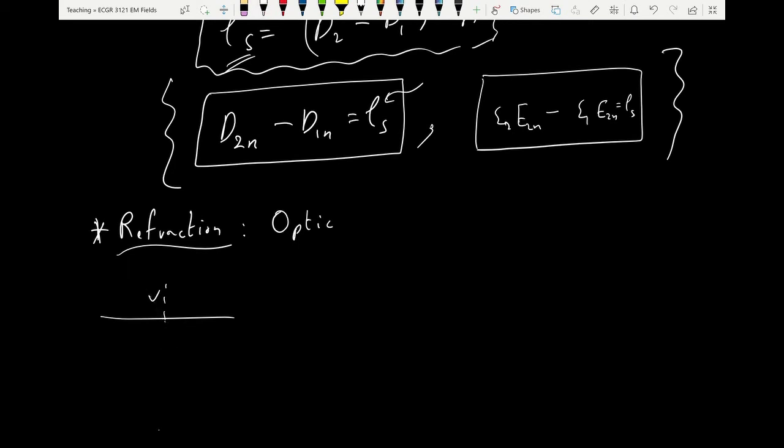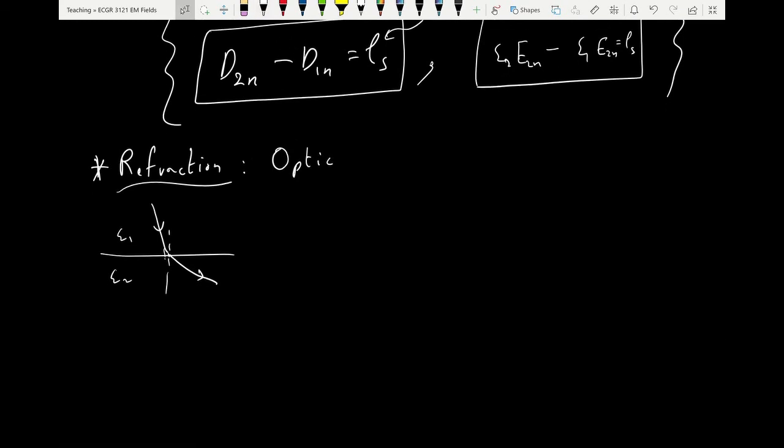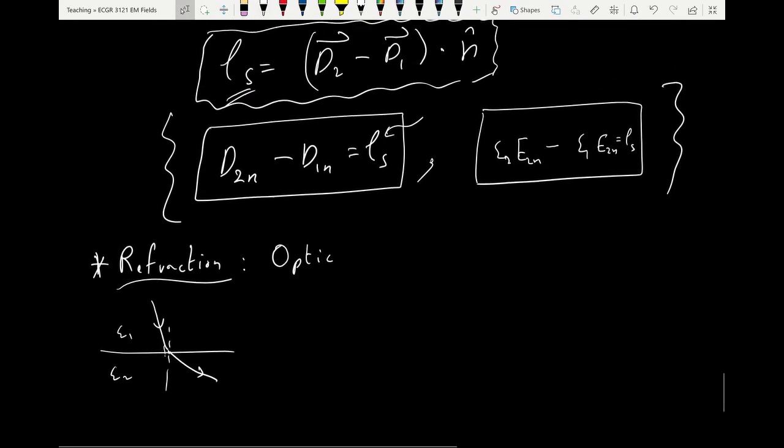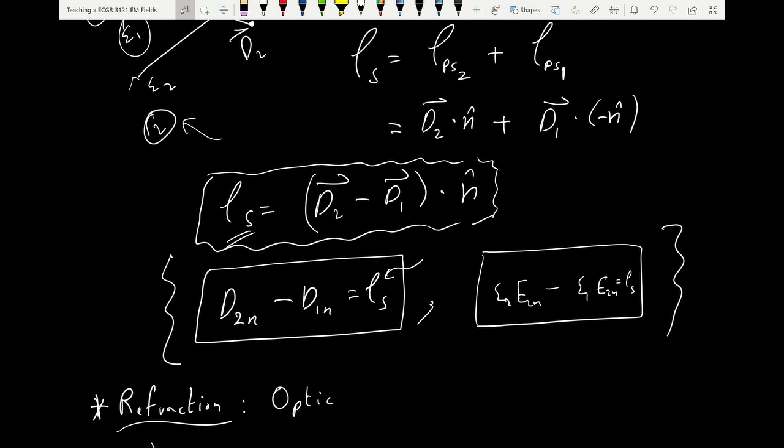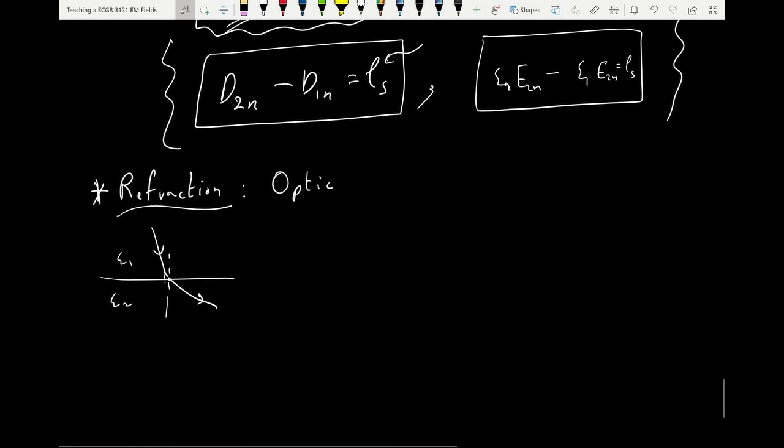Let me draw this more clearly. So typically, light keeps going in a straight line, but if it encounters a boundary, it refracts. The root cause of this happening is the difference in permittivity of the materials. So the root cause of this phenomenon is the jump in epsilon. And I'll show you how.